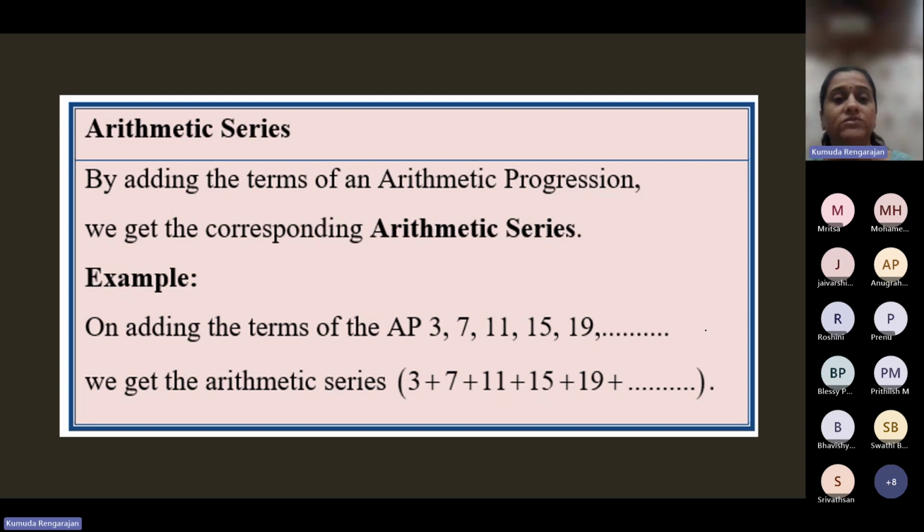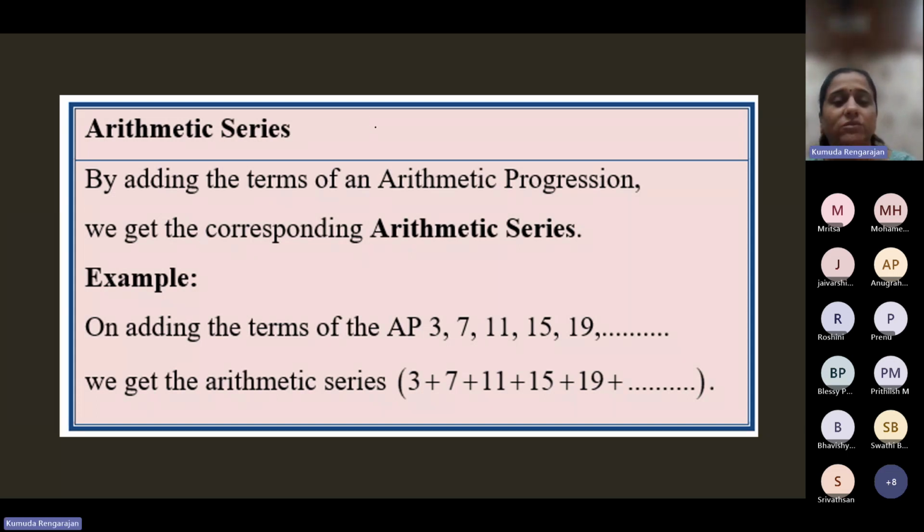Now the difference between the terms arithmetic progression and arithmetic series is, if it's an arithmetic progression, then the terms are separated by a comma. An arithmetic series is of an arithmetic progression. So if the terms are separated by a comma, it's an arithmetic progression. If you remove the commas and replace them by the plus sign, then it's an arithmetic series.